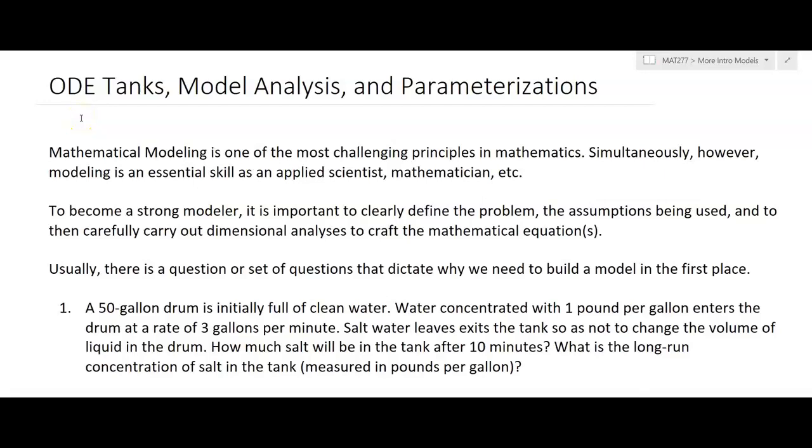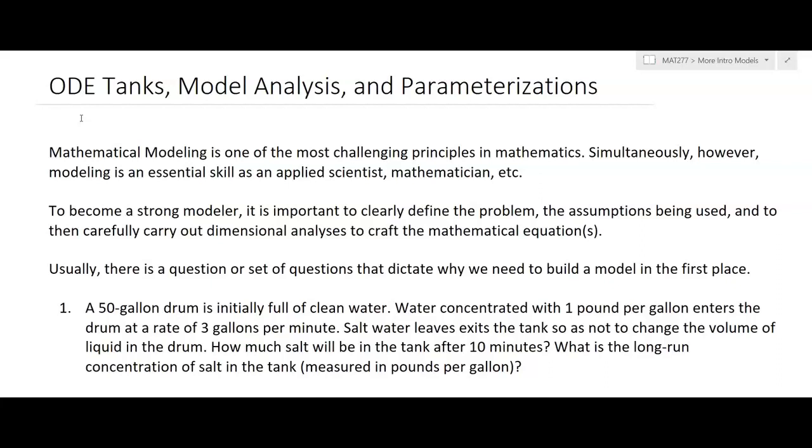Hello and welcome. In this video we are going to take a look at more modeling with differential equations, and we'll take a look at one of the classical problems, which is called the tank problem. We'll do some more model analysis, and we'll also look at something called parameterizations.